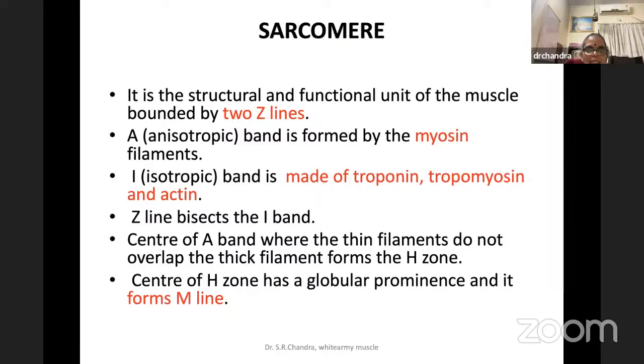The Z zone bisects the I band. The center of the A band, where the thin filaments do not overlap the thick filament, is the H zone. We have seen that. The center of the H zone has a globular prominence and forms the M line. So just remember, striated muscle has an anisotropic and an isotropic band. In the isotropic band there is a central Z zone, and the region between two Z zones forms the sarcomere, the functional unit of the muscle. The anisotropic contains myosin, and the isotropic contains troponin, tropomyosin and actin.